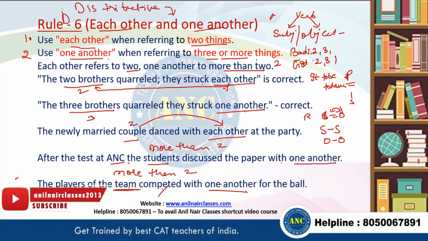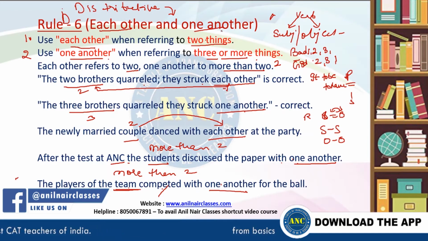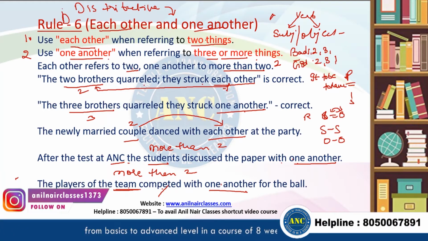Reflexive pronouns: when the subject and the object are the same, we'll use the reflexive pronouns. Next, distributive pronouns: when we are referring to two, we'll use "each other". When we are referring to three or more, we'll use "one another".